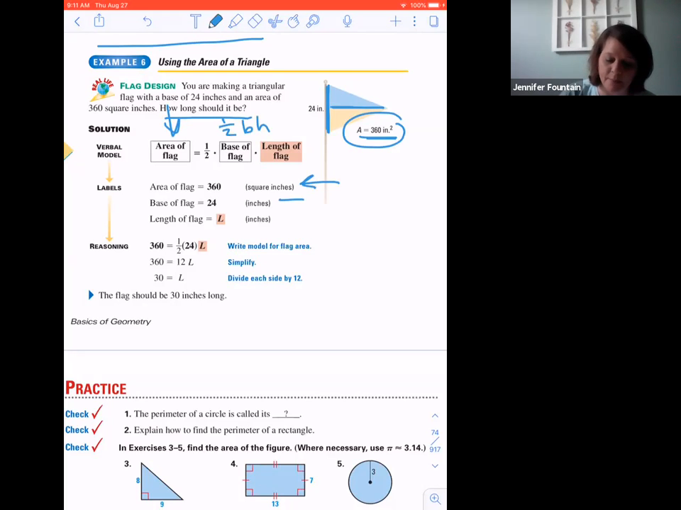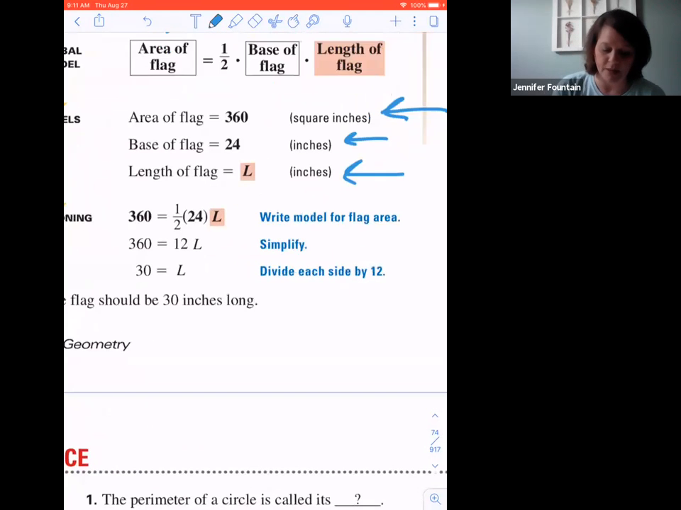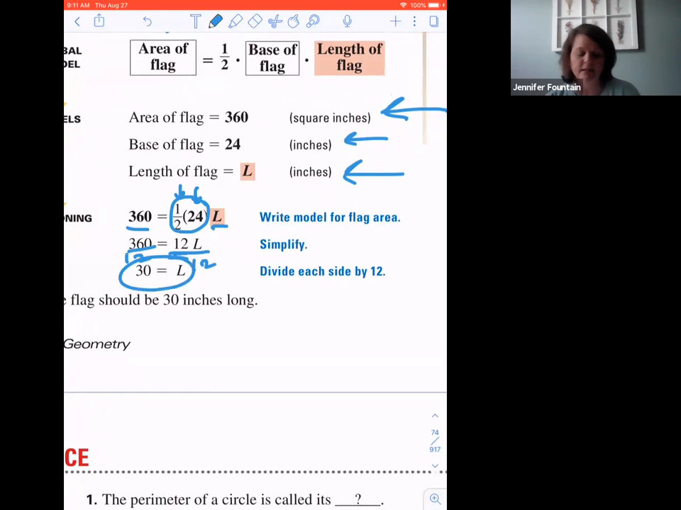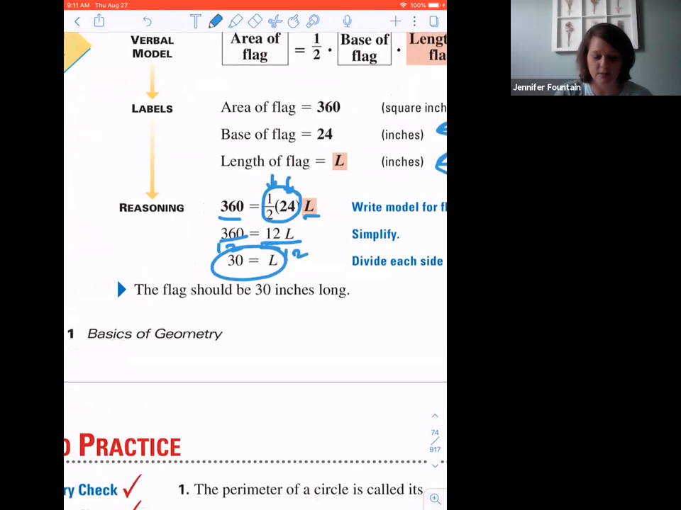So I'm going to plug in my base. I know 1/2, I know my base. What I don't know is my height, or my length, as they're calling it in this problem. So I plug in my 360, I plug in my 1/2 from my formula, I plug in the base information that I know, and this is what I'm solving for. I know 1/2 of 24 is 12. So now I have 360 is equal to 12L. I'm going to divide both sides by 12 and get that my length is going to be 30 inches. So the flag should be 30 inches long.